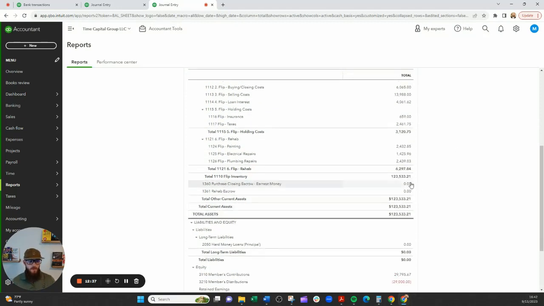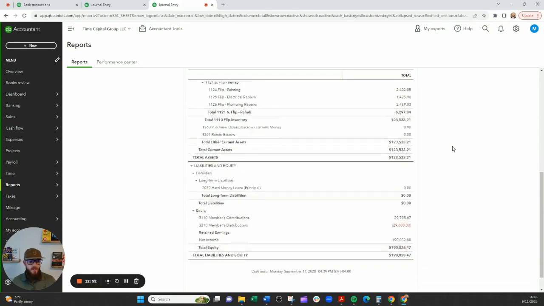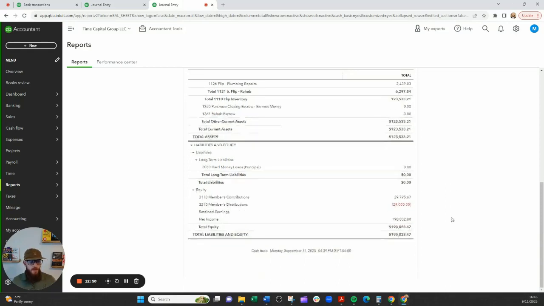Purchase closing escrow, that was zeroed out with the purchase. Rehab escrow was zeroed out previously with the real estate investor receiving funds from the lender. So they dispersed all of those funds. And then hard money loans principal has been zeroed out. And our flip sales income is captured here in the net income line. So let's go to that to see that.